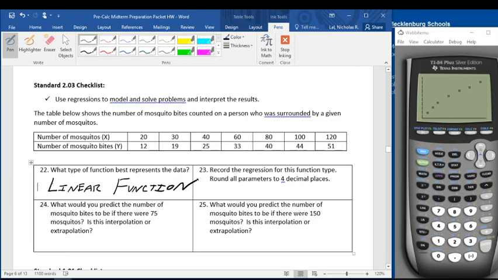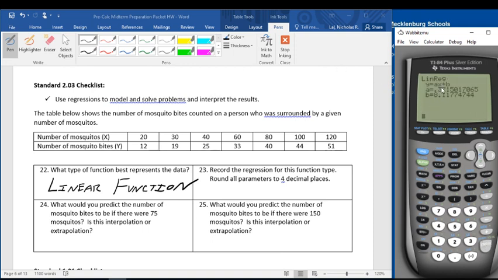Alright, number 23, record the regression for this function type. Round all parameters to 4 decimal places. To do a linear regression, we go to stat, calc, and find a linear regression, and calculate that.